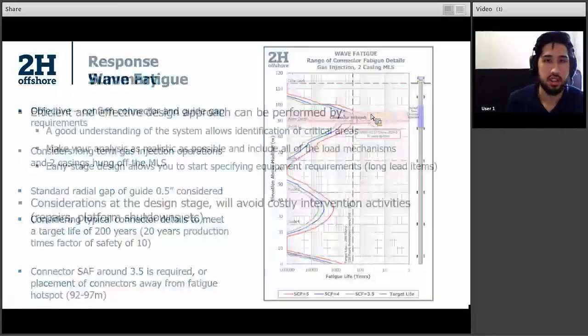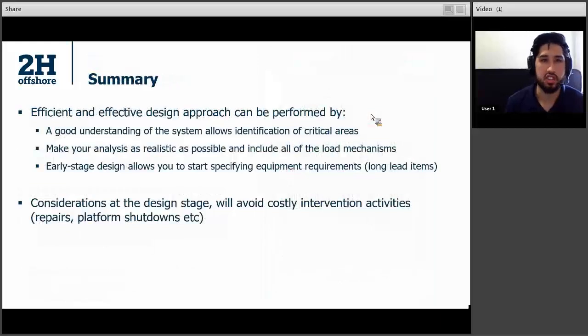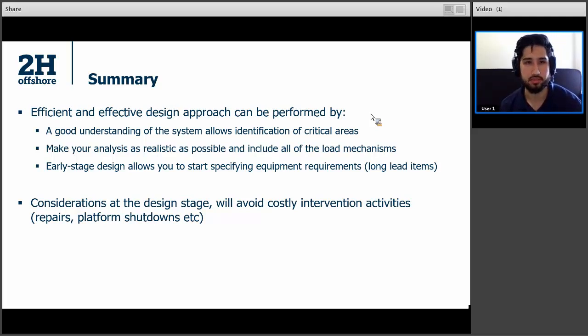So in summary, this is an efficient and effective design approach to bound the problem. We've gone from, I presented, 200 to 300 load cases, if we really wanted to consider every single potential possibility, to bounding it up to the most onerous cases to make the design process more efficient. And the way we can do that is by having a good understanding of the system, which can identify all the critical areas.